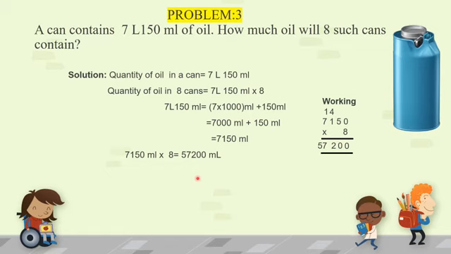I repeat, count 3 digits from your right: 1, 2, 3. These 3 numbers will be represented as your milliliter. So 200 will be your milliliter, and the remaining numbers 5 and 7 will be represented as your liters, and so your answer will be 57 liter 200 milliliter. Then your statement will come: therefore 8 cans contain 57 liters and 200 milliliter of oil.